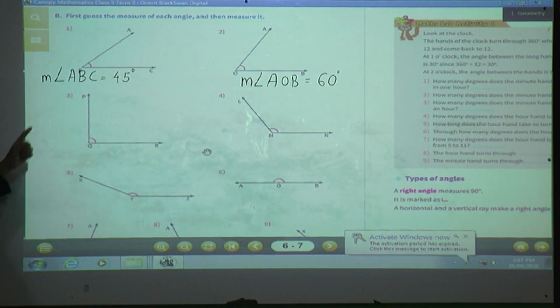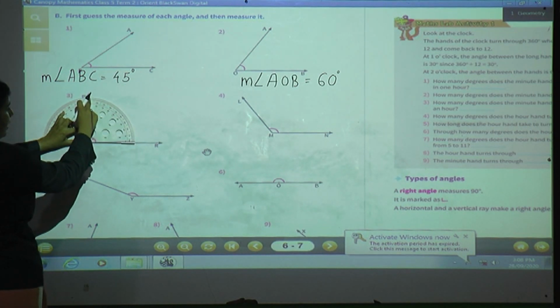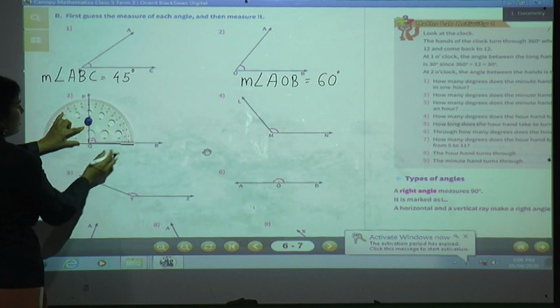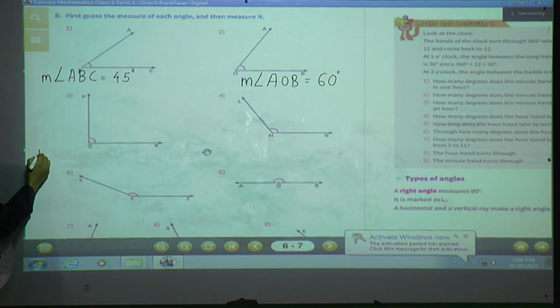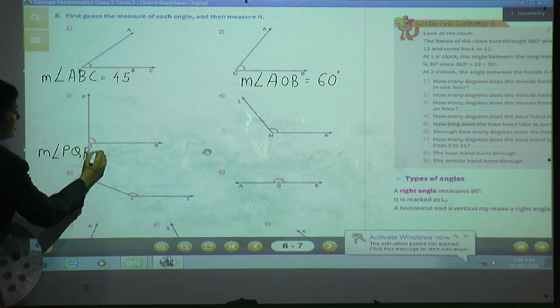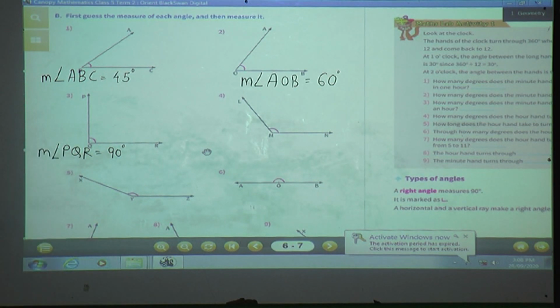Now third one, here angle PQR. Place your protractor on the baseline, angle PQR. So the measurement is 90 degree. Measure angle PQR is equal to 90 degree. It is a right angle.